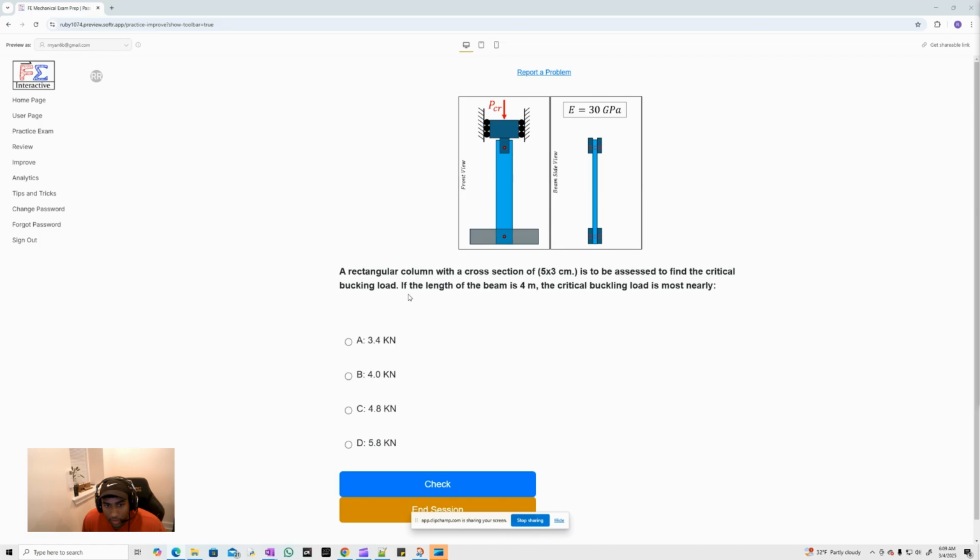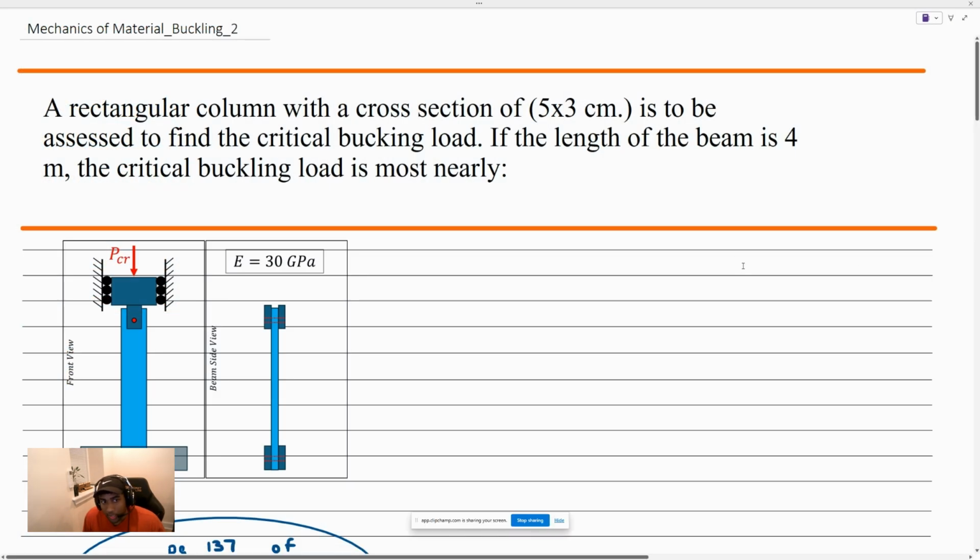It says a rectangular column with a cross section of 5 by 3 centimeters is to be assessed to find the critical buckling load. If the length of the beam is 4 meters, the critical buckling load is most nearly. If you look in the image, we also see an elastic modulus is given, 30 GPa. Let's go ahead and compile some of that information.